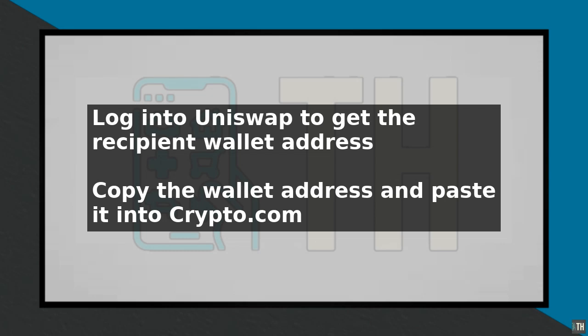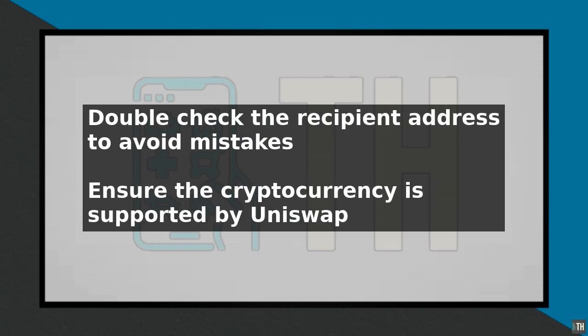Make sure to double-check the address to avoid any mistakes. Also, ensure that the cryptocurrency you are transferring is supported by Uniswap. Once you have entered the recipient address, enter the amount you want to transfer and click on Withdraw.